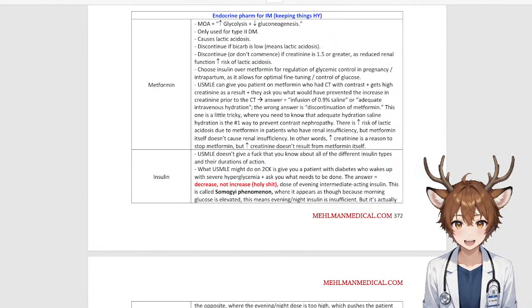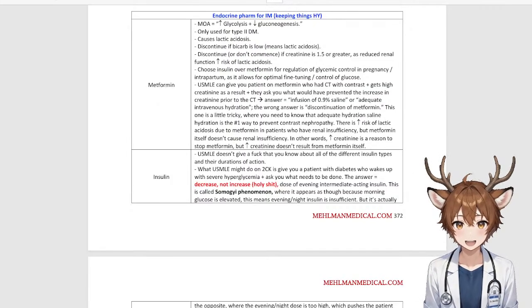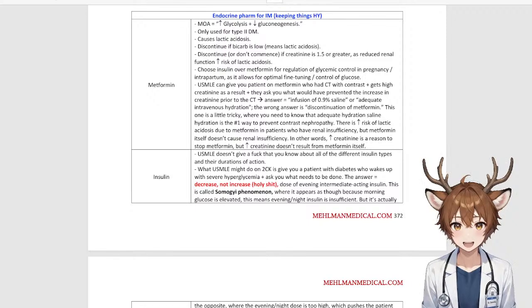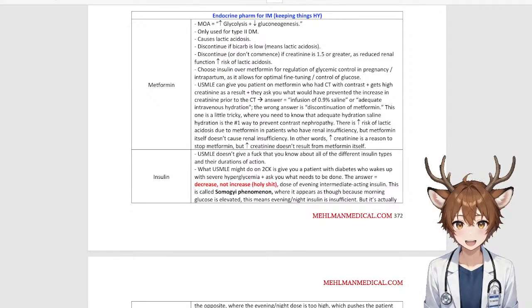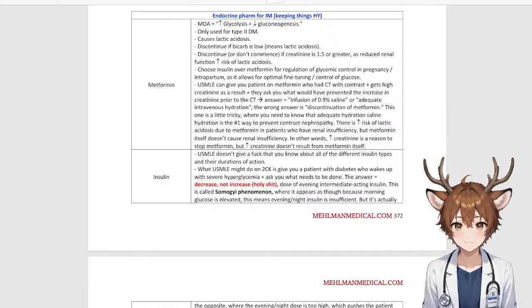Okay, now we're still on page 372. We're talking about endocrine pharm for IM, keeping things high yield. Metformin. So this is like the wrap-up section. This is the pharm stuff they have in these chapters, apparently, at least for some, if not all.